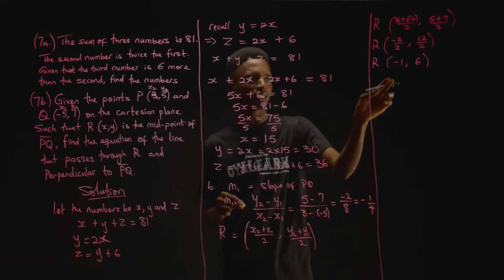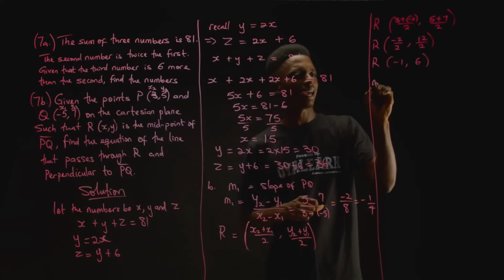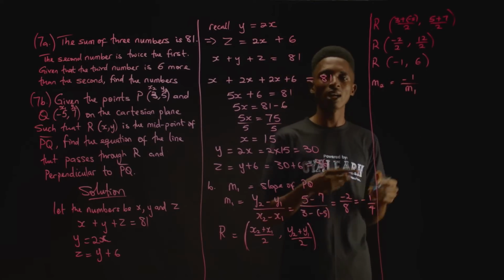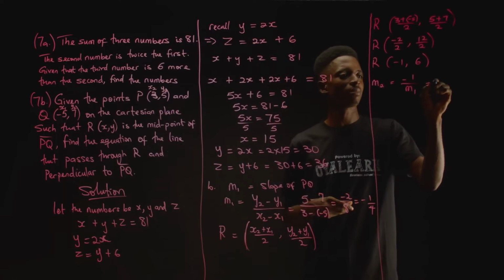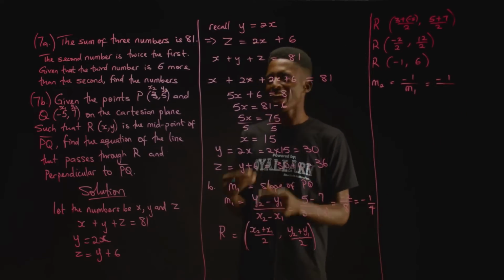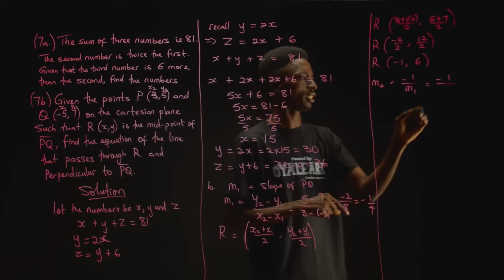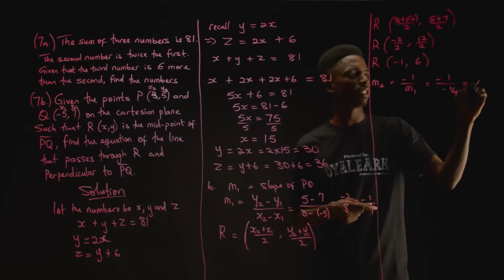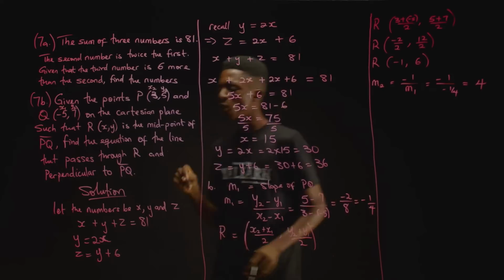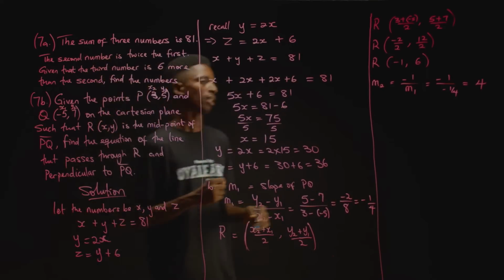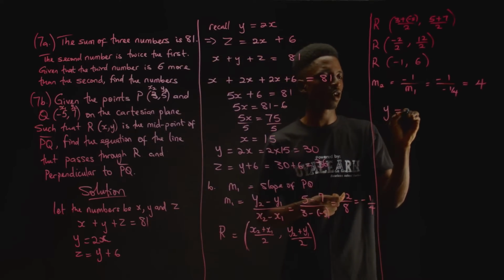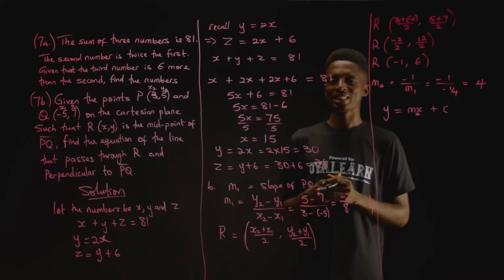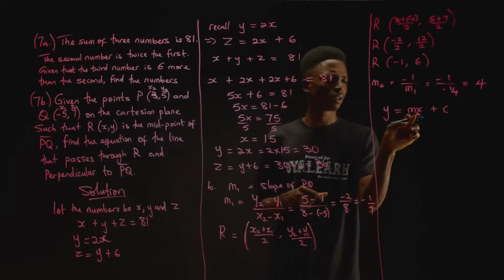Now to get the slope for this line here, we'll have our M2 to be negative 1 over M1. So what we have here is minus 1 over, now what is M1? M1 is what we have solved here, which is minus 1 over 4. So if we tidy this up, we see that M2 equals 4, right? And the question asks us to find the equation of the line. The equation of the line is given as y equals mx plus c, where this m here is our M2 in this case, right? So we already have the value of M2.